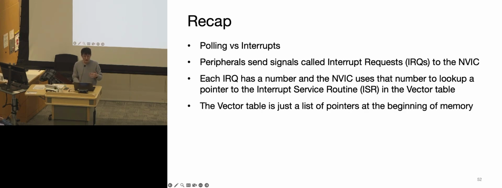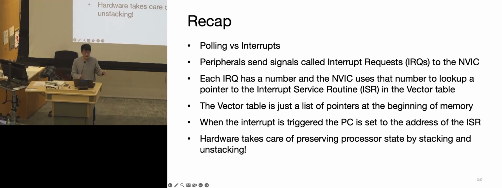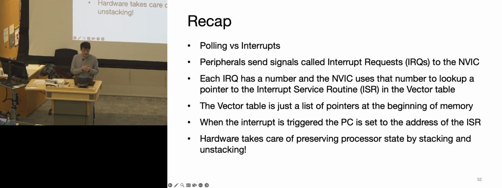The vector table is a list of pointers at the beginning of the memory, just right after the MSP, at 0x0000. When the interrupt is triggered, the PC, program counter, is set to the address of that ISR that was looked up from the vector table. Hardware will take care of preserving the processor state by stacking and unstacking, which is something we just showed. Then it goes back to the previous main function as it resumes.